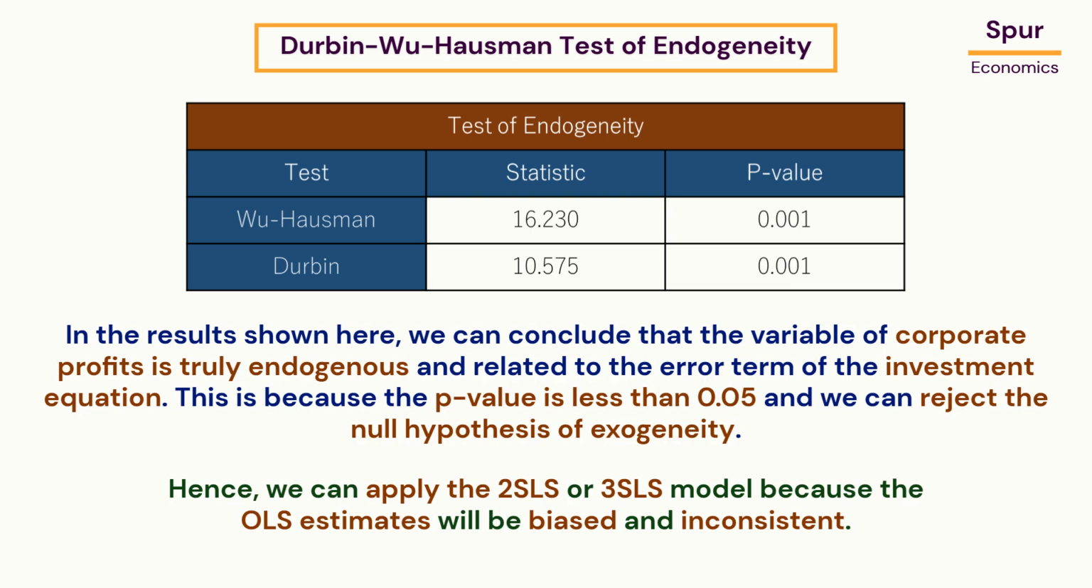In the results shown here, we can conclude that the variable of corporate profits is truly endogenous and related to the error term of the investment equation. This is because the p-value is less than 0.05 and we can reject the null hypothesis of exogeneity. Hence, we can apply the 2SLS or 3SLS model because the OLS estimates will be biased and inconsistent.